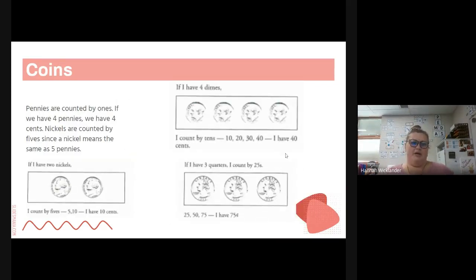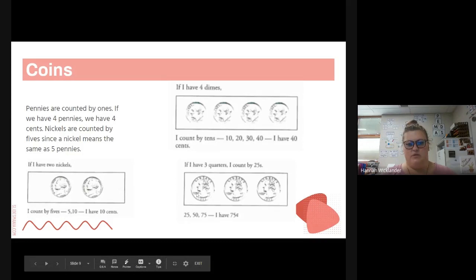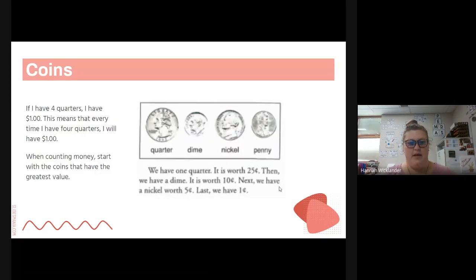So pennies are counted by ones. If you had 4 pennies, you count 1, 2, 3, 4, and that would be 4 cents. Nickels are counted by 5s. So right here where we have 2 nickels, I count 5, 10, so I have 10 cents. Dimes we count by 10s, so 10, 20, 30, 40. And quarters you count by 25, so 25, 50, 75. So I have 75 cents. If I have 4 quarters, I have $1. This means that every time I have 4 quarters, I will have $1.